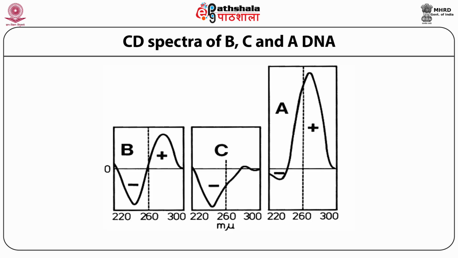In A form, it is similar to B form, but the negative peak is very, very small, and the positive peak is very, very large. In B form, they are more or less of equal magnitude. In the C form, the negative peak is far bigger, or far lower, we can say, and the positive peak is practically absent. So by looking at the CD spectra of the DNA, you can immediately tell whether it's a B form or a C form or A form.